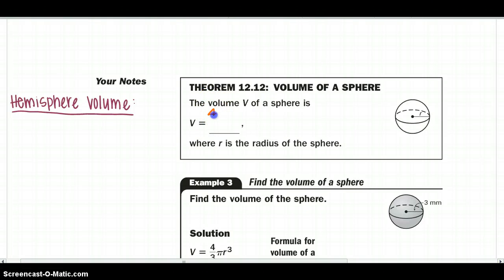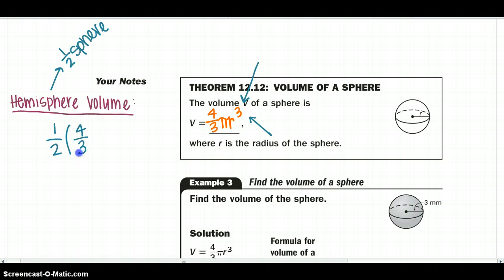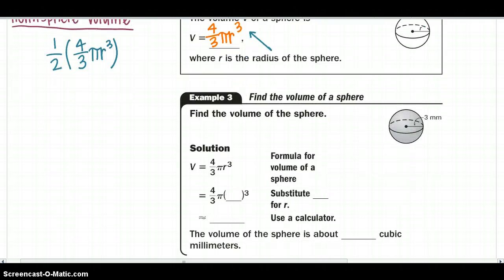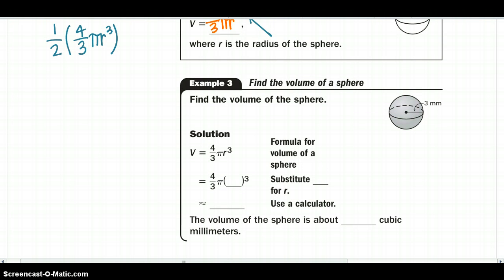So our volume is 4/3 pi r cubed, and that is something definitely new that we haven't seen yet, that r is going to be cubed. If you need to find a hemisphere volume, you know that the hemisphere is half the sphere. So we're just going to say 1/2 times our volume equation of our sphere. And again, this is in cubed units.